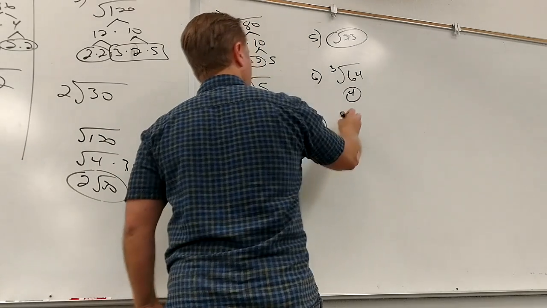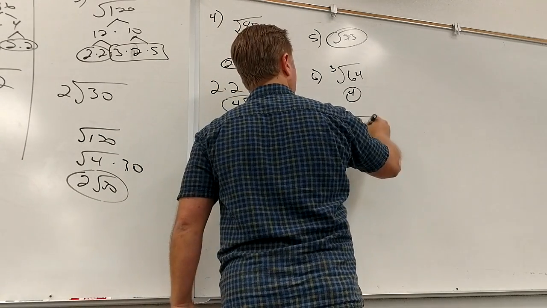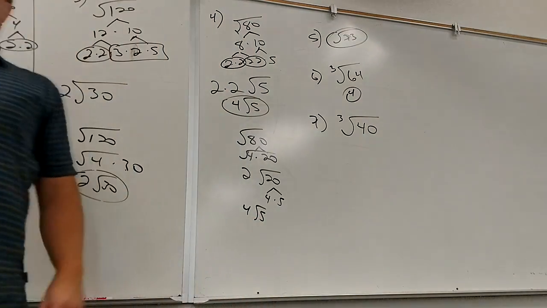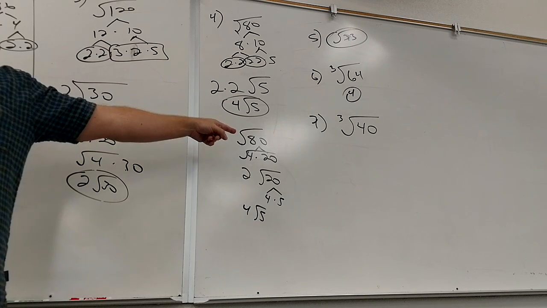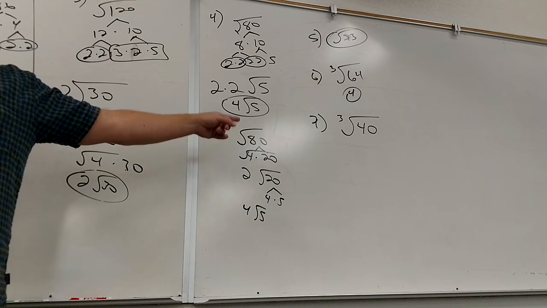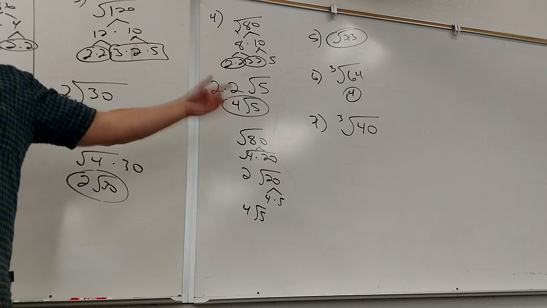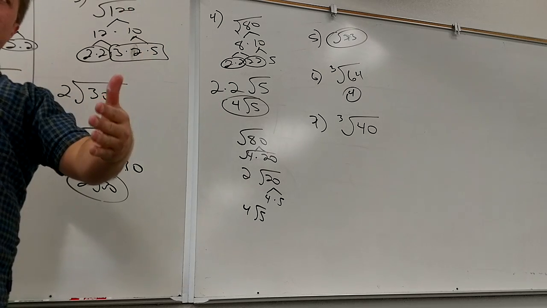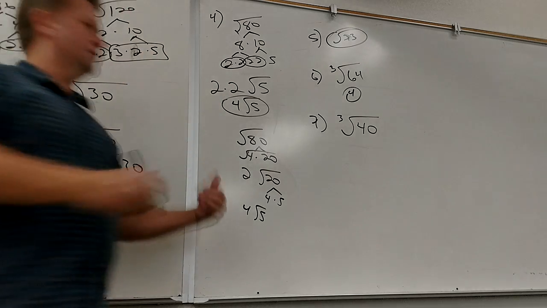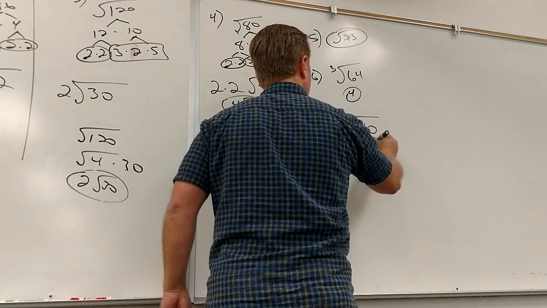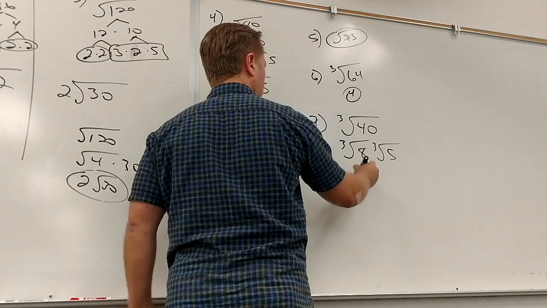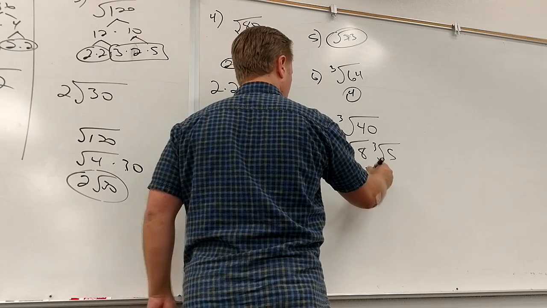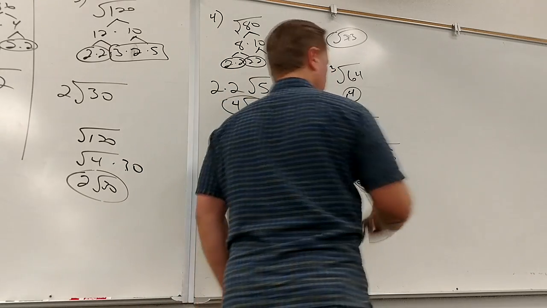What was 7? Cube root of 40. Yeah, this is where I think a few of you started to really buy into my way of doing it. What's a cube rootable number? 8. 8 goes into 40. Yeah, 8 times 5. Cube root of 8 is 2. Cube root of 5 is, I don't know.